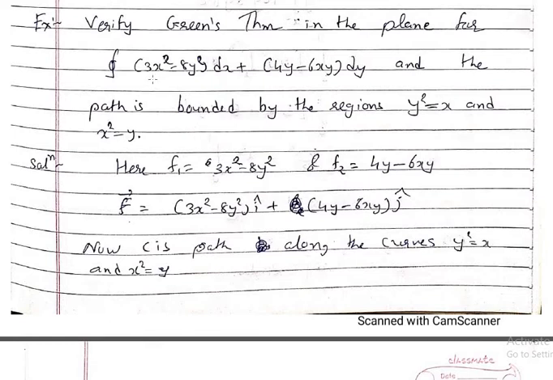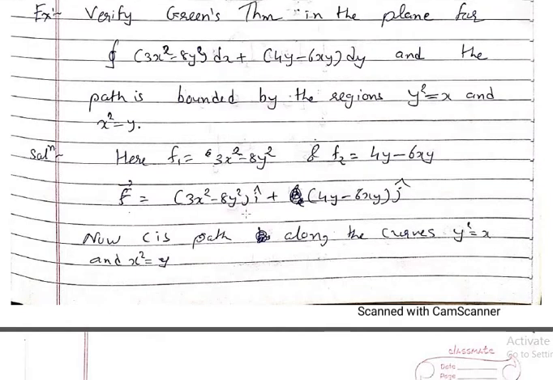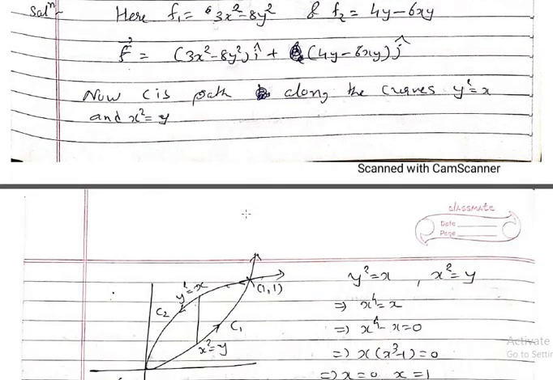See, here you have been given a line integration. Whatever the term with dx, that is f1, that means f1 is equal to 3x square minus 8y square. Whatever the term with dy, that is f2, that is 4y minus 6xy. Here we have two paths, y square equals x and x square equals y. So they are our curve C. First we draw the figure.